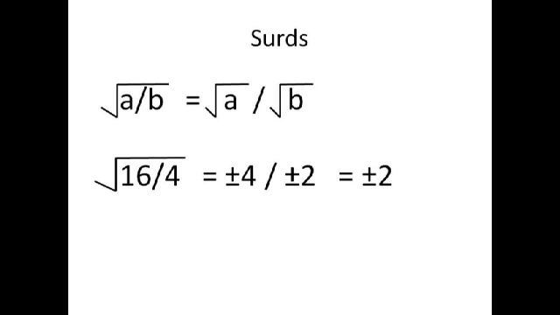Now root a over b is the same as root a over root b. And again, examples are the best way to show this. So say a was 16 and b was 4. We could do root 16 over root 4, which gives us plus or minus 4 over plus or minus 2, which means our final answer is plus or minus 2, and we can prove this is true, because if we square plus 2 or minus 2, we'll get 4. And if we square root 16 over 4, we get 16 over 4, which is also 4.